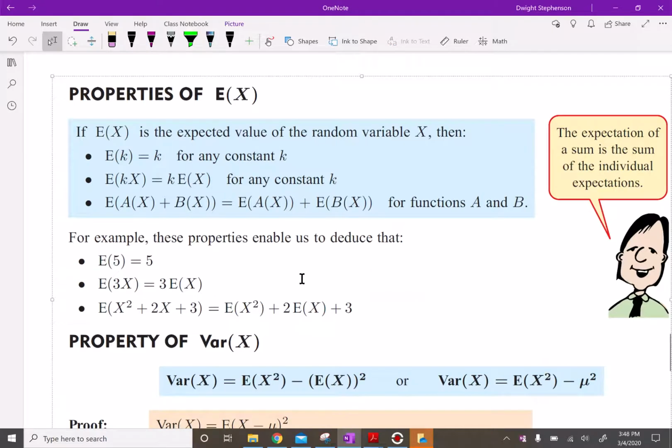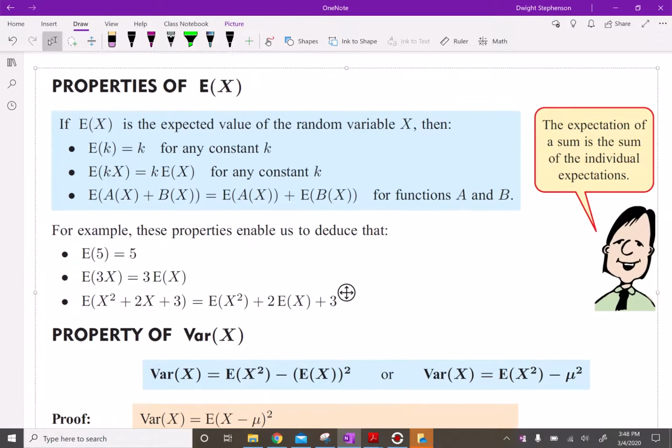Okay, so we're going to look at some properties of the expected value function that will then help us rewrite some formulas that make life easier. So there are 3 on here. The first one says the expected value of k, where k is a constant, is just k.